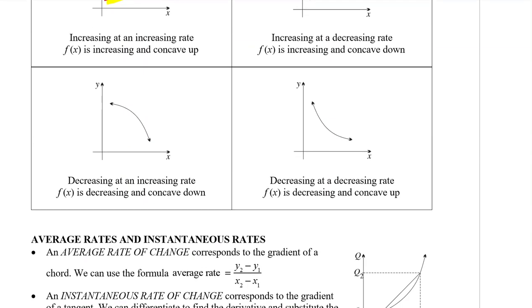The next two are the decreasing ones because they have negative gradients. This one is decreasing at an increasing rate because they're getting steeper. And this one is decreasing at a decreasing rate because the gradients are getting shallower.